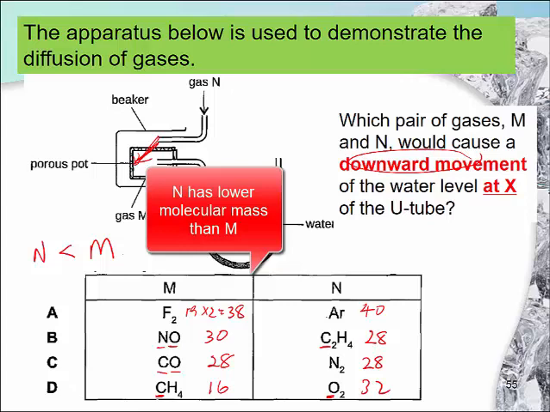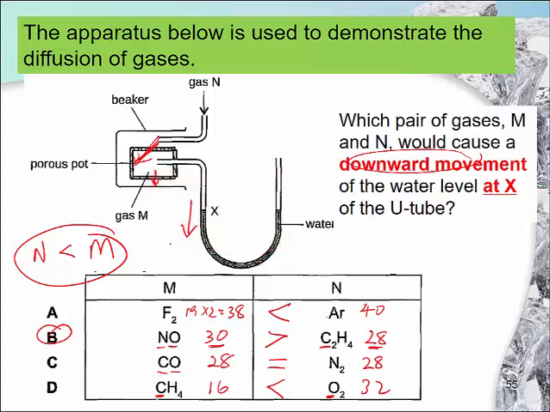Okay, let's see. Sorry, wrong side. This is N more than M. So you want your N to be less than M. Answer is B. For B, my N is 28, M is 30. So my N will diffuse into the pot faster than M can diffuse out. And because N diffuses in faster, you build up the pressure inside the pot, and it causes the water level at X to go down. So answer is B.